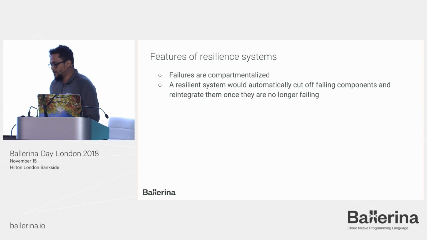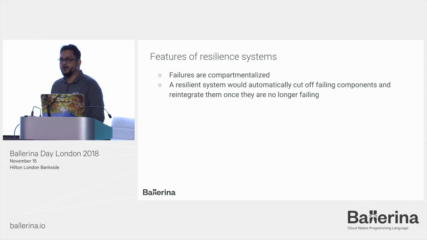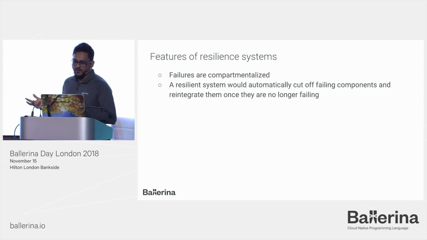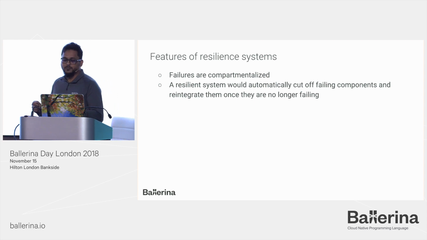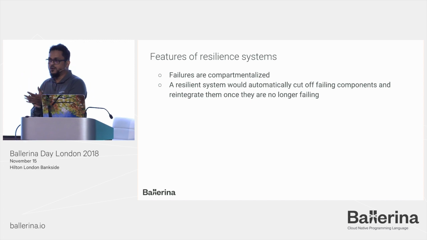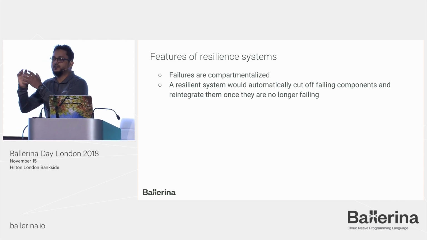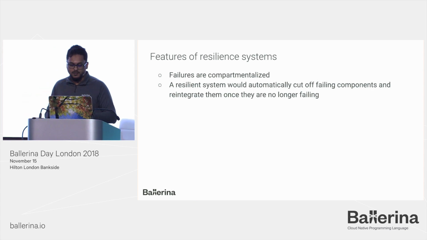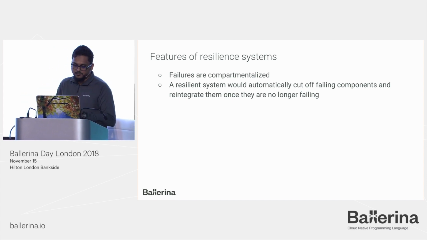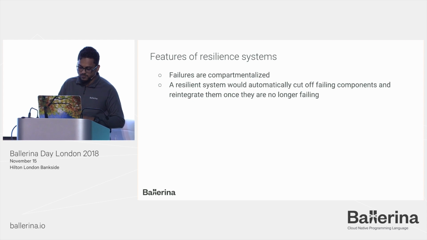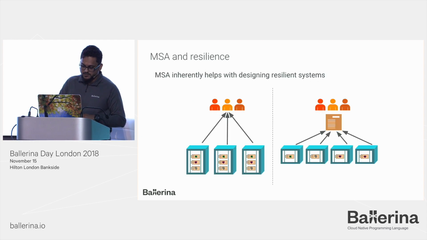One of the key fundamentals is trying to compartmentalize failures. Once you compartmentalize failures, you can automatically cut off failing components and reintegrate them when they are no longer failing. You can have patterns like bulkheads and so on, so that the failure of one system doesn't propagate into the rest of your application. So these are some of the techniques you can use to incorporate resilience.